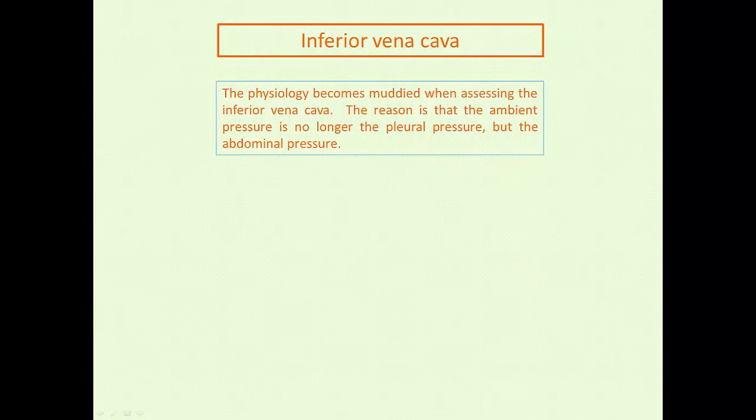The physiology is a little bit muddied when assessing the inferior vena cava. The reason is that the ambient pressure of the inferior vena cava is no longer the pleural pressure, it's the abdominal pressure. Remember the IVC, there is really no intrathoracic IVC in humans. There are in dogs, but essentially as soon as the IVC crosses the diaphragm, it goes directly into the right atrium. So it's kind of a potential vessel, whereas the IVC that we're looking at with an ultrasound is actually intra-abdominal.